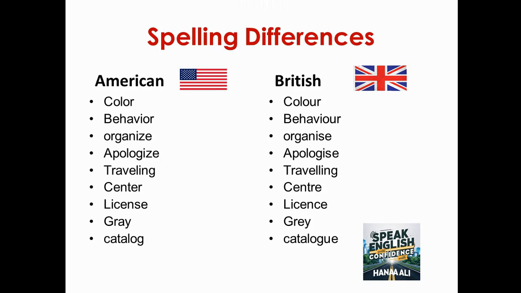Spelling differences. Notice the difference in the spelling of these words in American and British English. Color, behavior, organize, apologize, traveling, center, license, array, catalog.